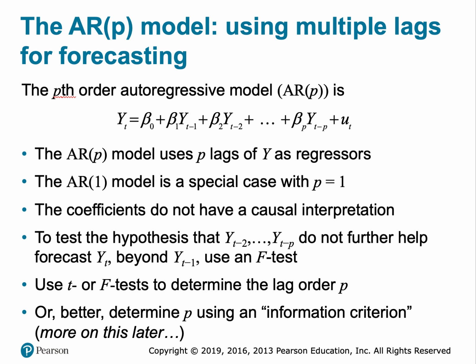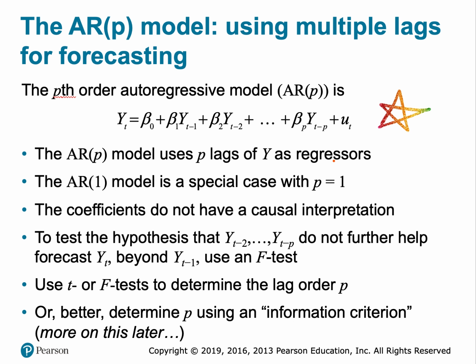Now let's take a look at the AR(p) model. This is the general autoregressive model using multiple lags for forecasting. The pth order autoregressive model is this equation next to the big rainbow star: y_t equals beta naught plus beta 1 times y_{t-1} plus beta 2 times y_{t-2} plus all the way through beta p times y_{t-p} plus u_t. The AR(p) model uses p lags of y as regressors.